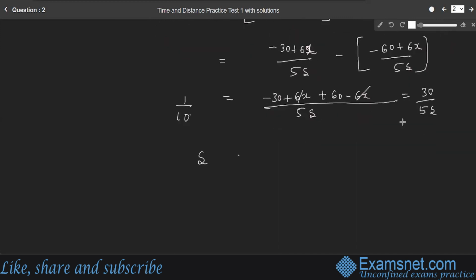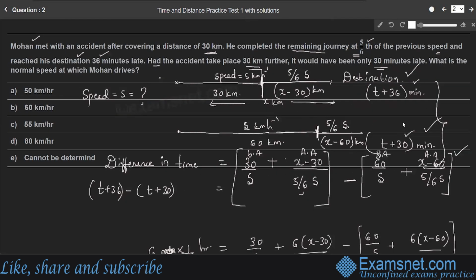Therefore, the value of s is equal to 30 by 5 into 10. Sorry, 30 into 10 by 5 here, right? Therefore, it is 300 by 5, which is 60. So s is speed, which is in kilometers per hour, right? So the speed of Mohan, initially he drives with the speed of 60 kilometers per hour. The value of s is 60 kilometers per hour. Option B is the right answer.